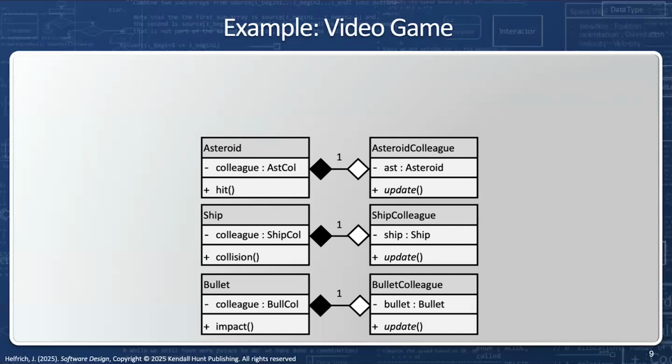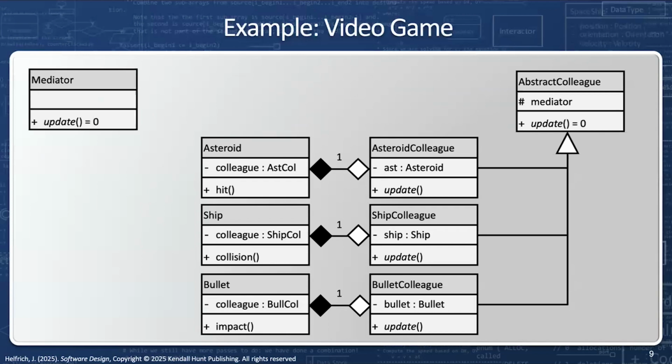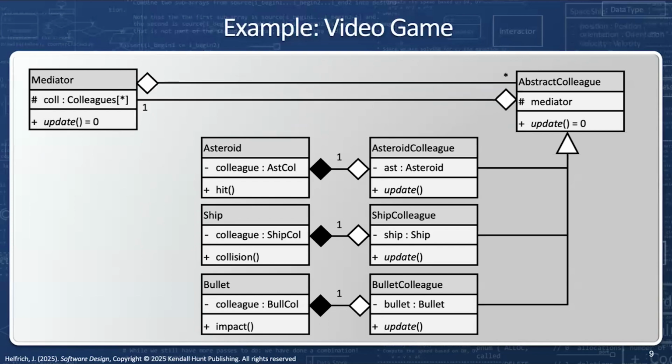How are asteroid colleague, ship colleague, and bullet colleague all related? There's an abstract colleague base class, and asteroid colleague, ship colleague, and bullet colleague all derive off it. And notice how the abstract colleague has a pure virtual function called update. And because it has a pure virtual function, it's an abstract class, and that's why we call it an abstract colleague. Okay, now we need to have the mediator. And the mediator is going to have an update, which will be able to call the abstract colleague and so on. And so the mediator has to have a collection of colleagues, and the colleagues will have a single mediator. And both of these are by reference rather than by composition, because we should be able to create and destroy them independently.